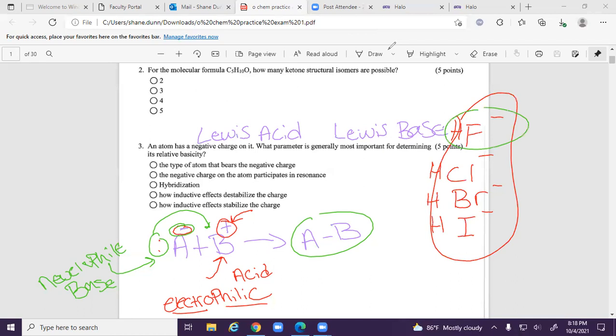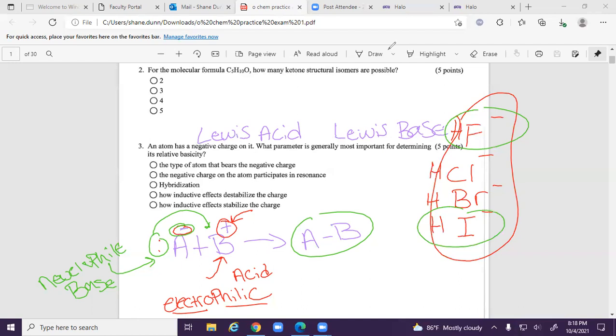HF is the weakest acid. HI is the strongest acid. There's a difference, right? Because they're not the same atom. Things change about them, right? So what's the difference between them? You go look up here at our table of elements. Which one's the smallest one?